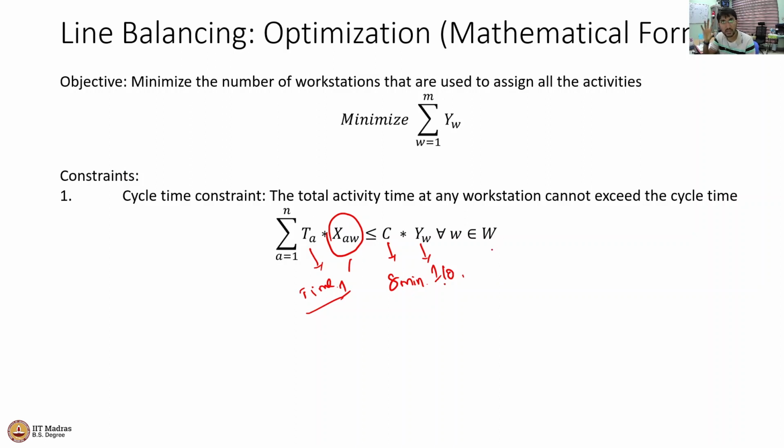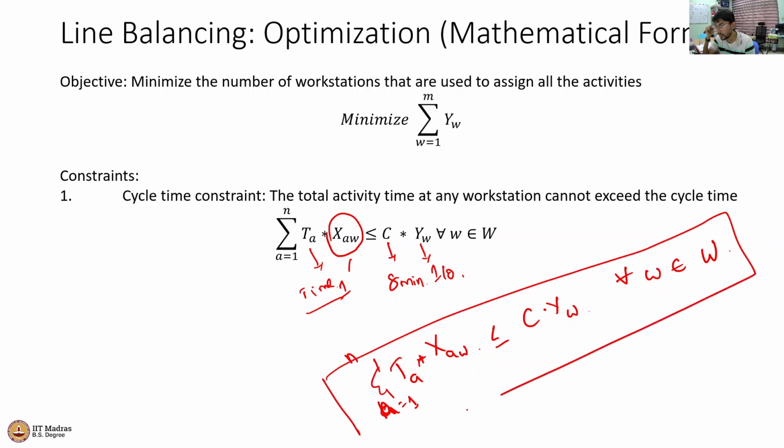So the constraint that the cycle time must be met, in mathematical notation: the summation over all my activities, basically my set A, of the time for an activity times X_AW, whether it is assigned or not, must be less than or equal to the cycle time times whether the station is used or not. This is for all W, an element of capital W. Here A goes from 1 to N, and A is an element of the set of activities, right? So this is going to be your mathematical form.